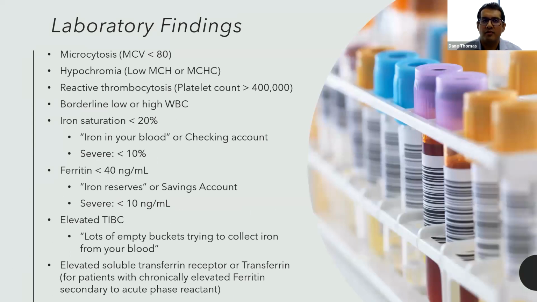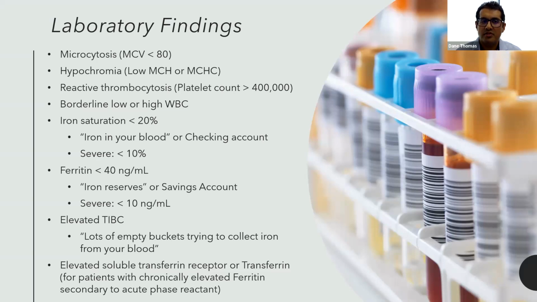Typical laboratory findings of iron deficiency anemia include microcytosis, hypochromia, reactive thrombocytosis, and borderline low or high white blood cell count. And when we look at iron studies, we look at three main iron laboratory values: the iron saturation, ferritin, and TIBC. The iron saturation, I like to describe it as the iron that's circulating in your blood that's readily used by your body to make up more red blood cells in your bone marrow.